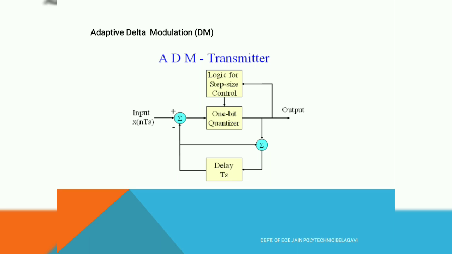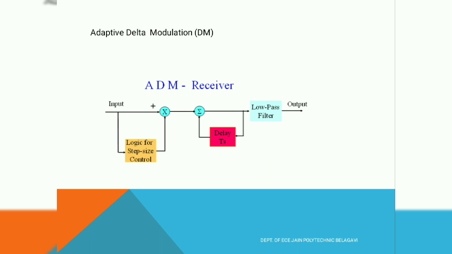Okay, suppose you are getting the granular noise, what you have to do, you have to decrease the step size. Okay, so this is the block diagram of the adaptive delta modulation receiver. To get the original signal at the receiver, the received signal will be passed through logic for step size signal, and also there will be a prediction filter, and finally you are going to pass it through the low pass filter in order to get the original signal at the receiver side. That is known as the adaptive delta modulation receiver.